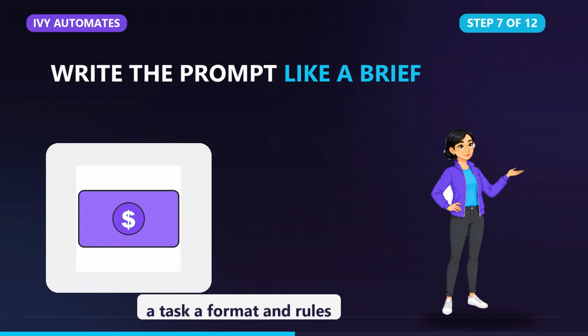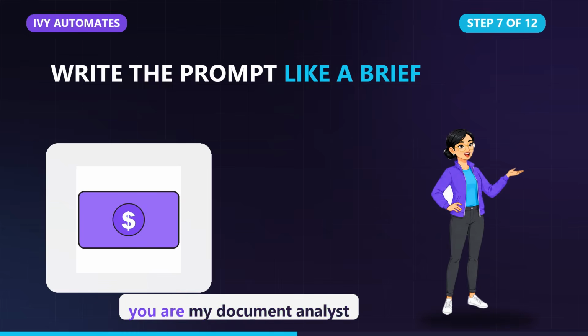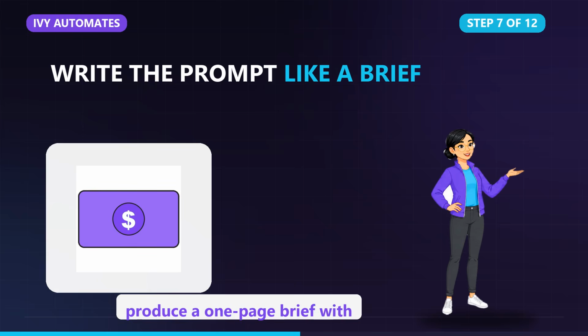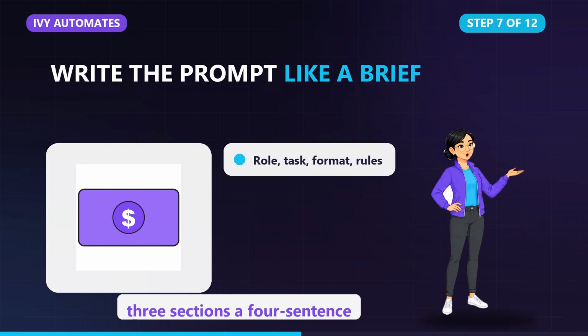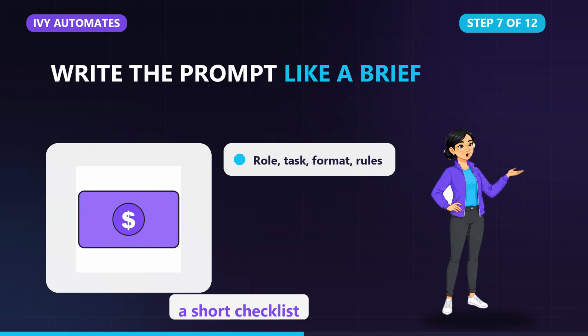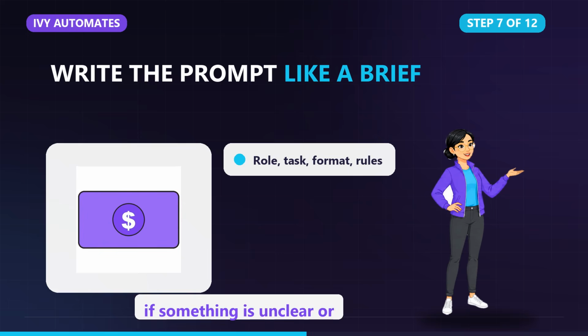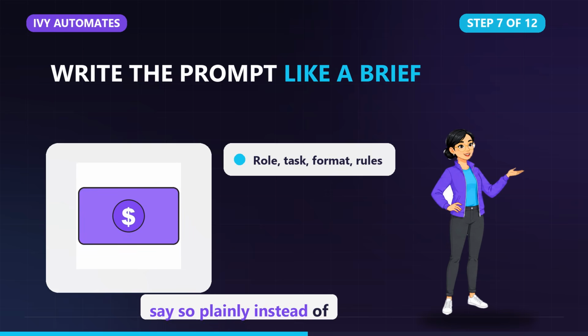Give it a role, a task, a format, and rules. Mine reads roughly: you are my document analyst. Read the document below. Produce a 1-page brief with 3 sections, a 4-sentence summary, 5 key points ranked by importance, and next actions as a short checklist. Ignore boilerplate and legal footers. If something is unclear or missing, say so plainly instead of guessing.